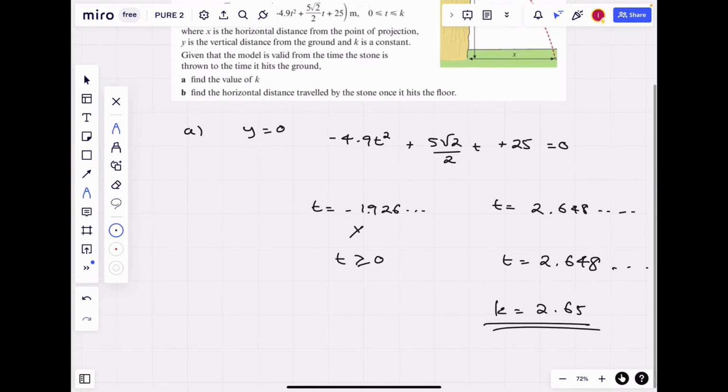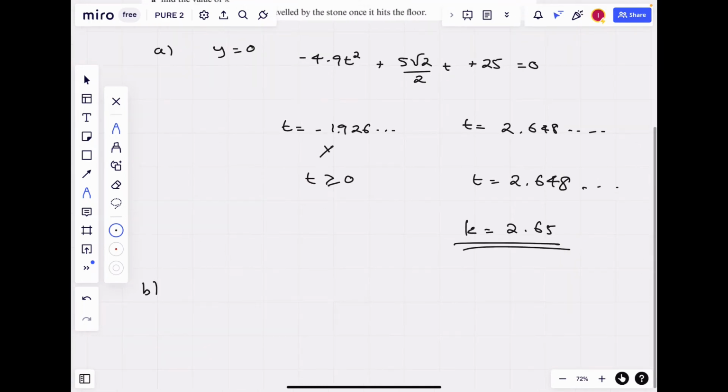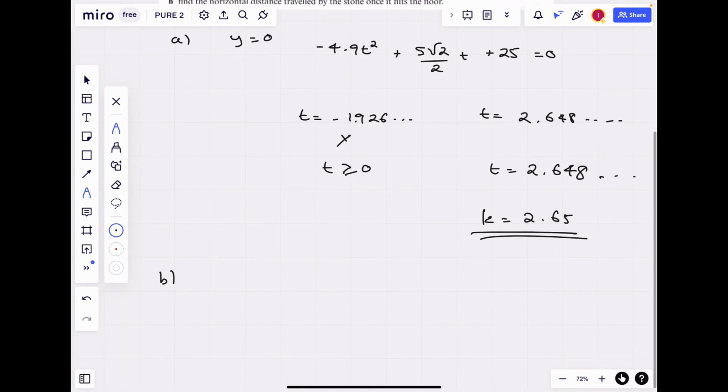Cool. For B, find the horizontal distance traveled by the stone once it hits the ground. So the point at which it hits the ground, or the time, is your 2.648 blah blah blah. You ideally want to use the exact number whenever you're doing your calculations. Only round at the end. If you round early, then your answer may be wrong for a few decimal places. So always do that at the end.